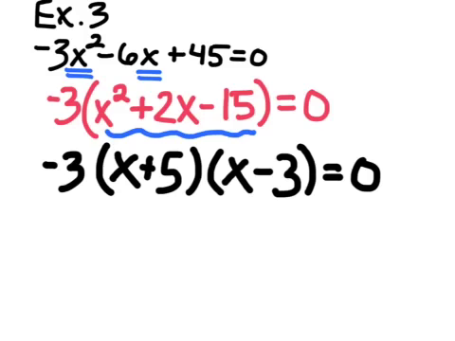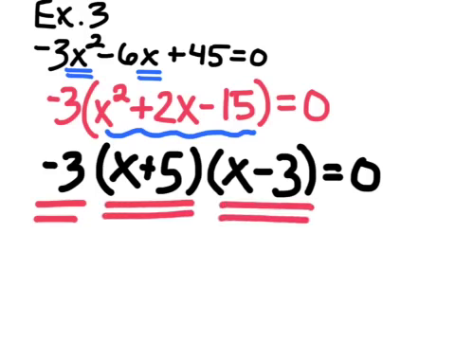And I always double check my factoring by expanding. So x squared minus 3x plus 5x would give us that positive 2x. And then 5 times -3 is -15. So I feel pretty good about my factoring. And now we can use something called the zero product property. Over here on the left side, we have a product of kind of 3 items. We've got -3 times x plus 5 times x minus 3.